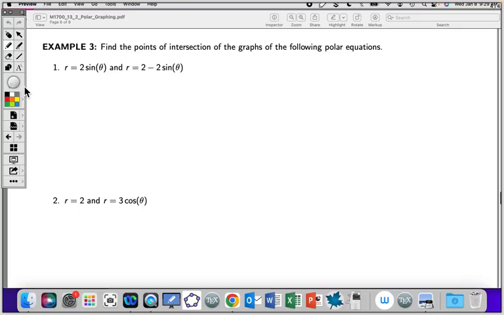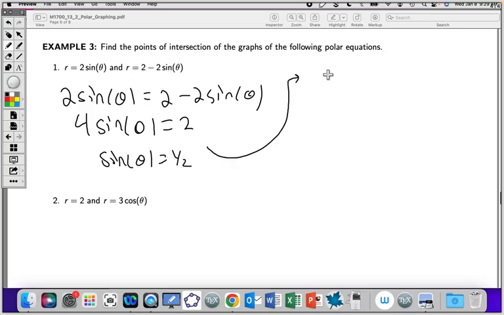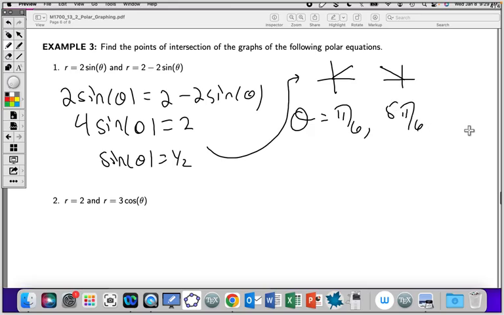So we could start off number one here, saying, okay, well, I'll just equate the r's. So, 2 sine theta is 2 minus 2 sine theta. I'll add the 2 sine theta over. That'll give me 4 sine theta is 2. Sine theta is a half. Where's sine theta a half? Well, it could be in quadrant 1 or in quadrant 2. So I could pick pi over 6, or I could pick 5 pi over 6, plus any coterminal angle, right? But since we're looking for the intersection points, I only need one representation of each intersection point.